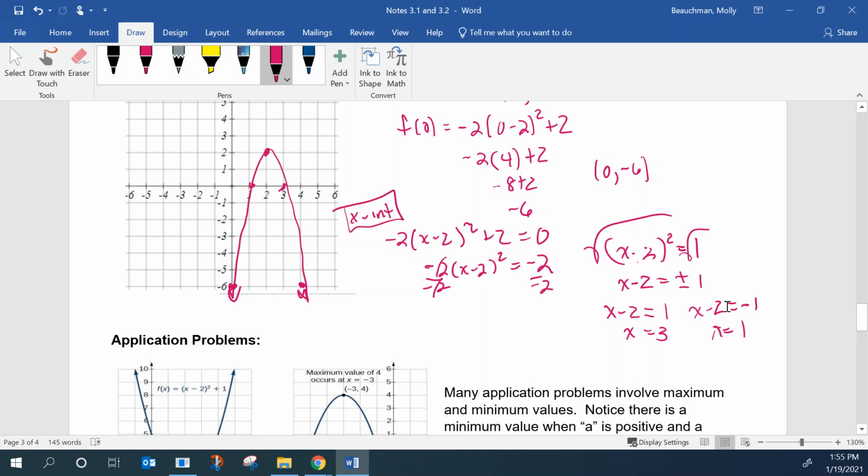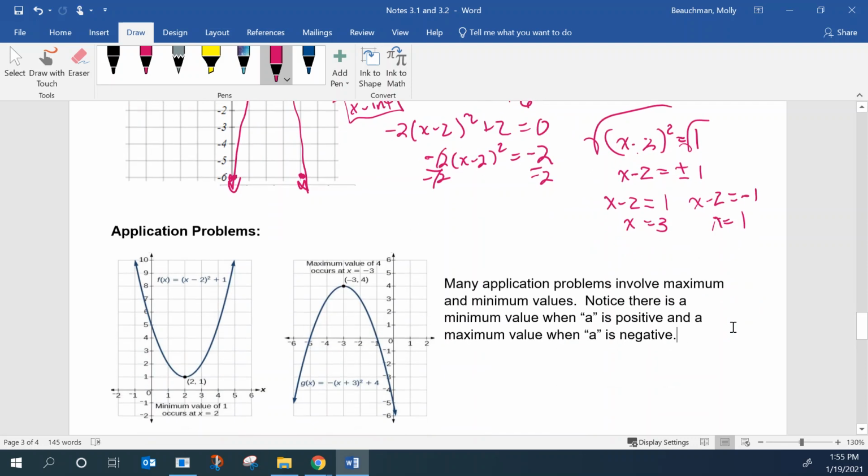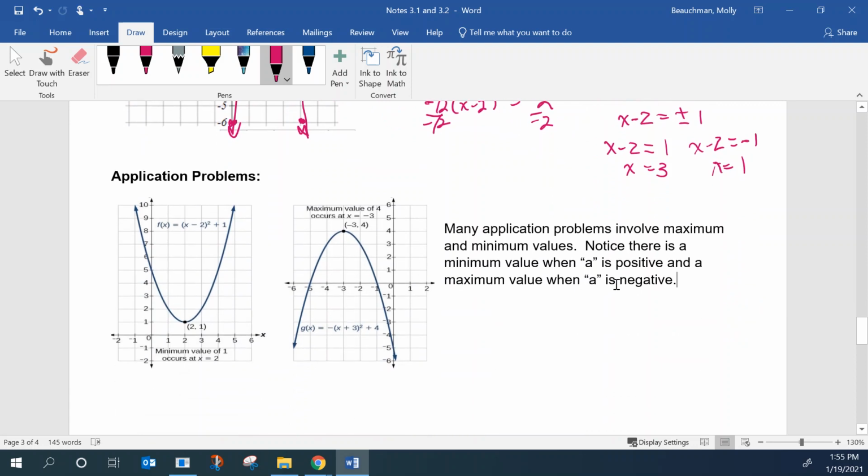All right, so last idea, taking a look at application problems.